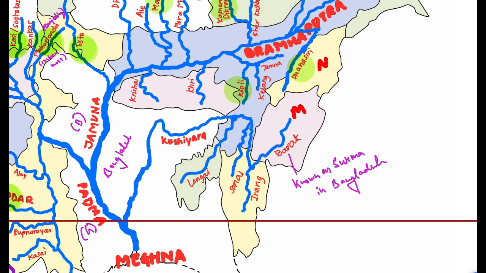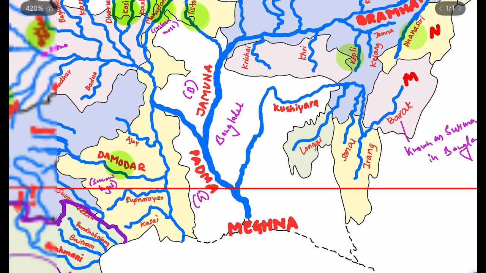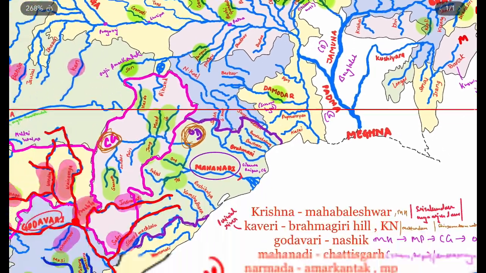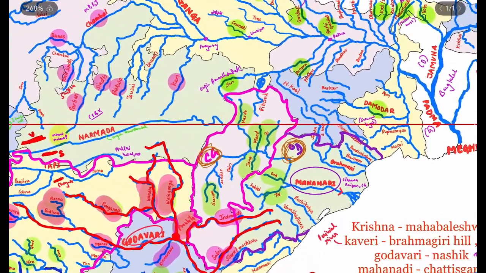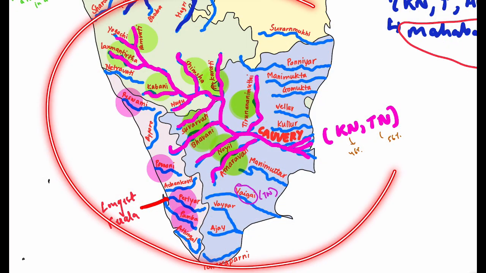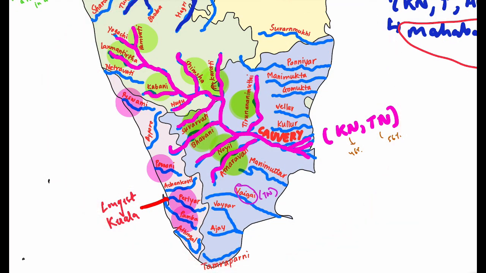Okay. Now we are done with this also. Now, okay, so now we'll move to southern part. Now let's cover this. Okay. The most important river is Kaveri. Okay.